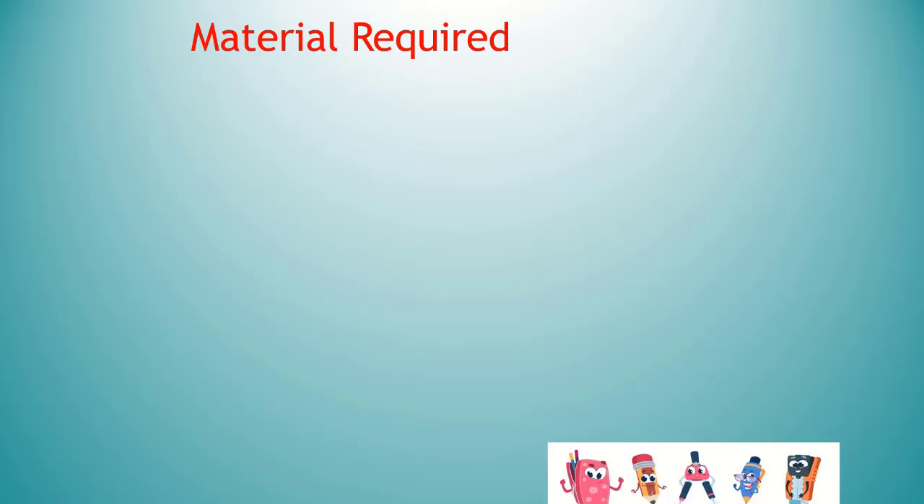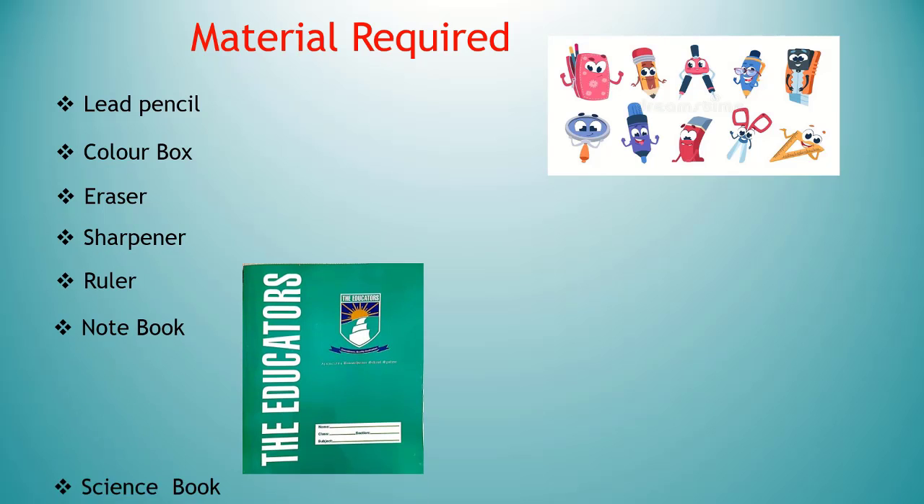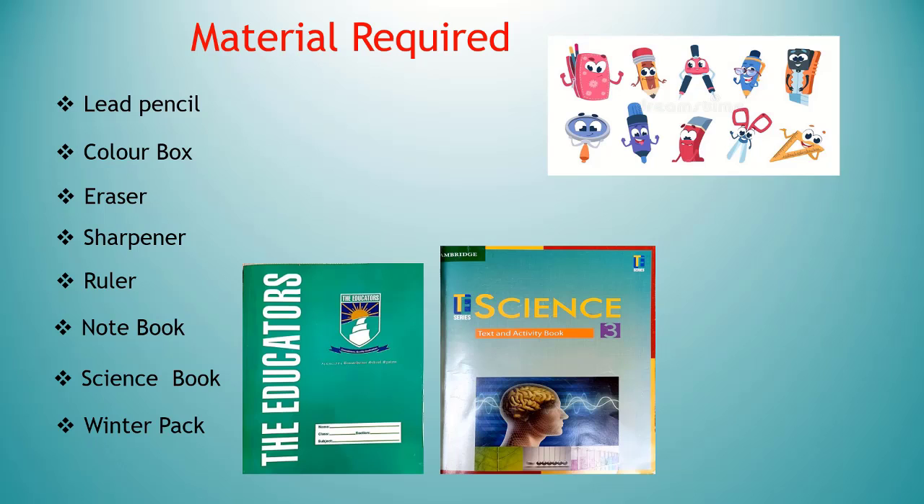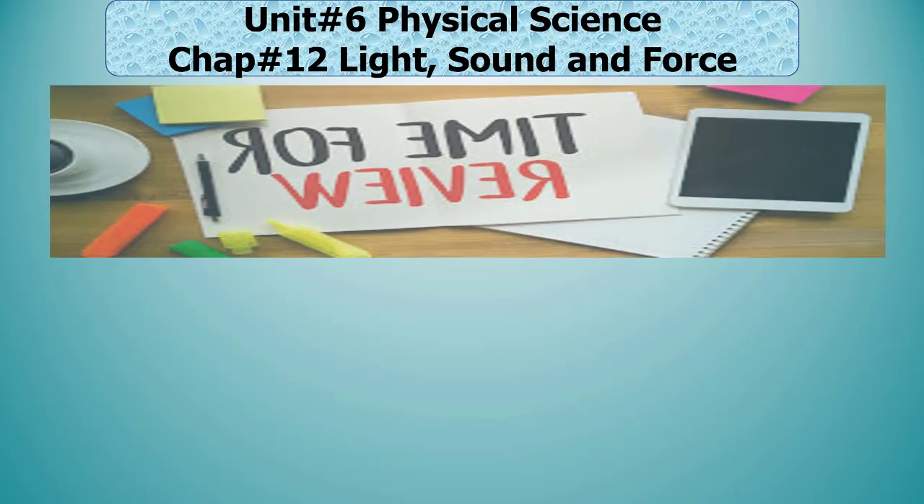So the material required for this lesson is a lead pencil, color box, eraser, sharpener, ruler, notebook, science book and winter pad. I hope you kept all these things and you are ready for your sixth lesson. So we are going to read about unit 6 physical science and chapter number 12: light, sound and force. Before going to start the lesson, let's take a very short review of the lesson.